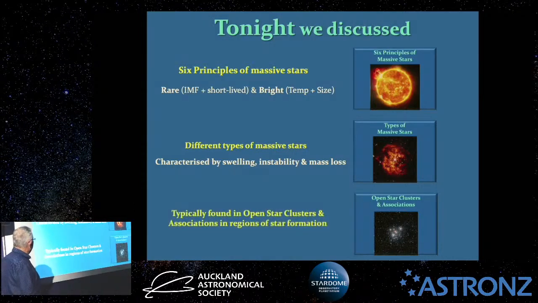And they're typically found in open star clusters, in associations, in regions of star formation. Why they are found in regions of star formation, and I put that up right by one of my first slides, is because they don't live very long. They haven't got time to wander off anywhere before they go supernova. And as I've mentioned there.